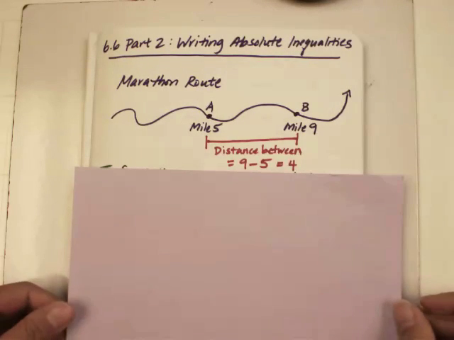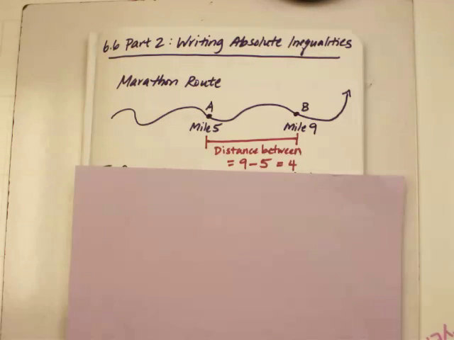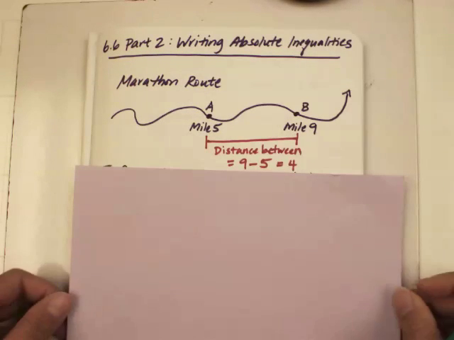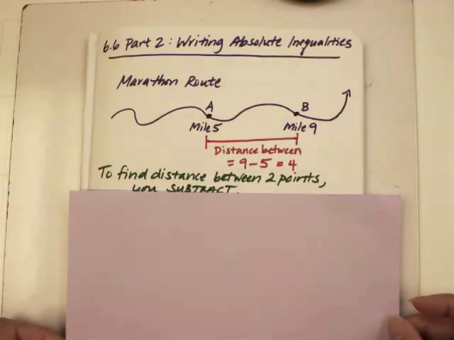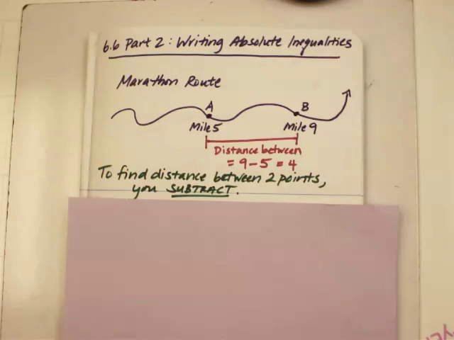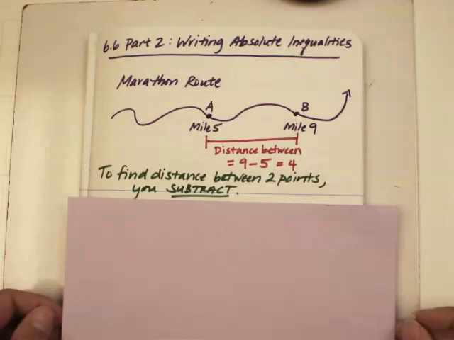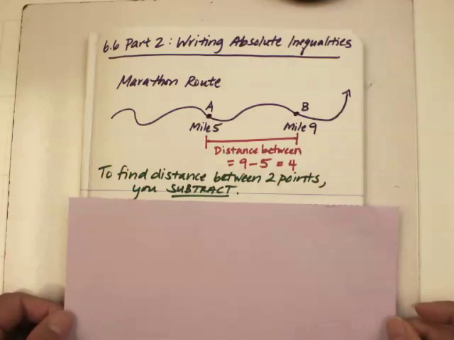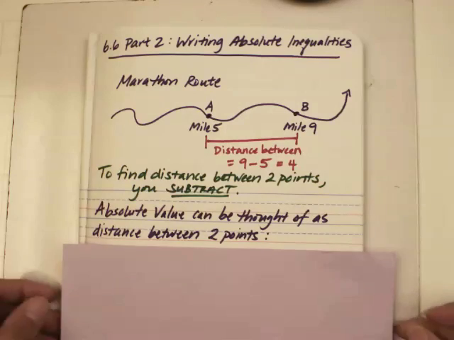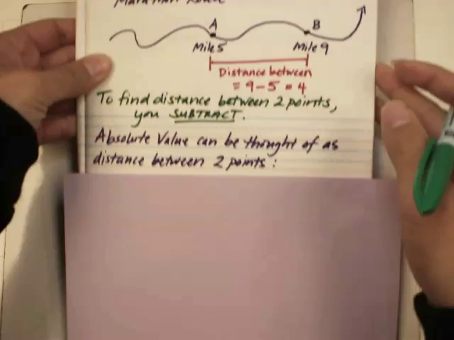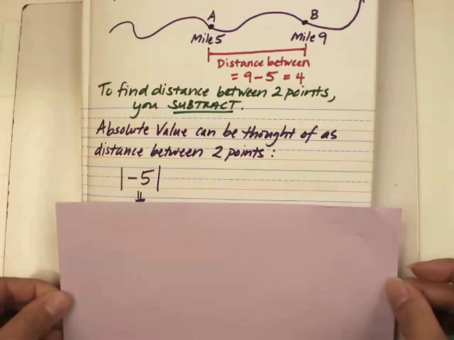Keep that in mind, because this is what we're doing when we're writing absolute inequalities. We're finding the distance between one number and another number. So to find the distance between 2 points, you will subtract. Absolute value can be thought of as the distance between 2 points. And I'm going to show you some examples.